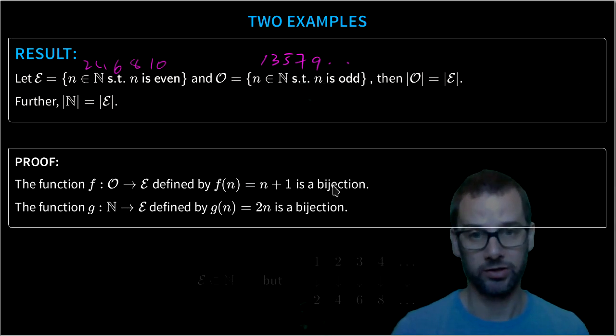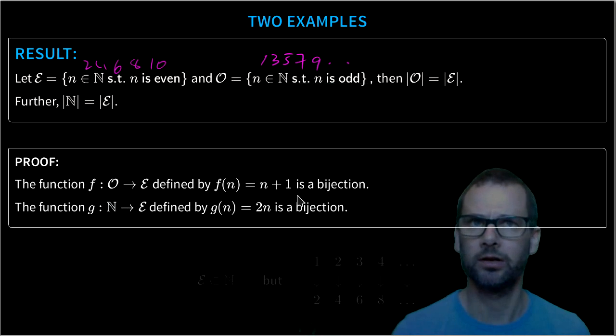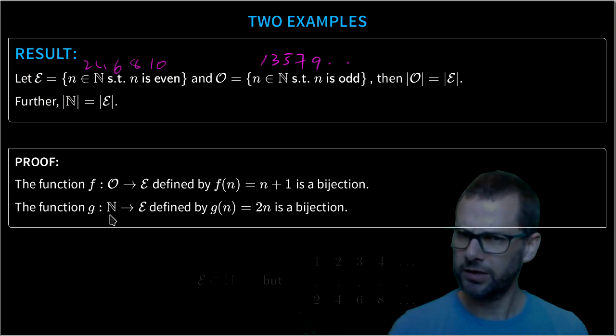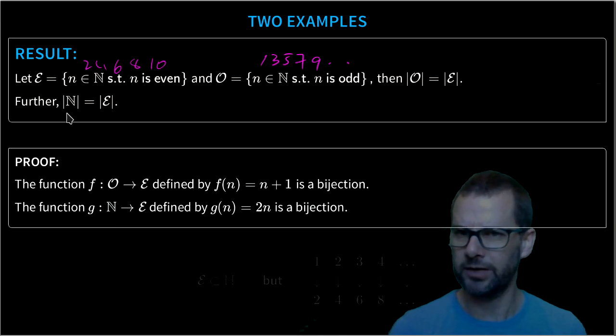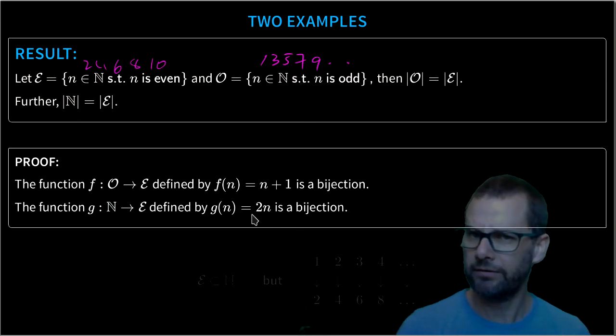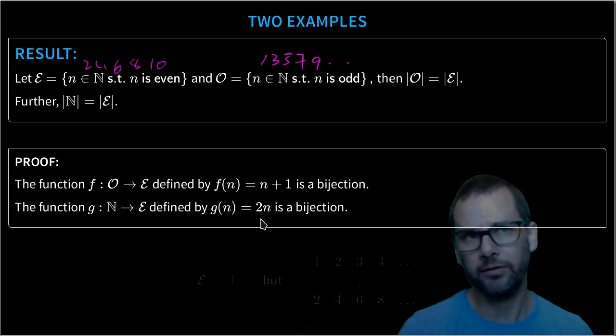And this function is pretty clearly a bijection. It's injective and surjective. We're not going to prove that it's a bijection here, but I'm pretty sure you can convince yourself of this quite quickly. Now further, we can construct another function from the natural numbers to these positive even numbers just by multiplying by 2, and that function is also a bijection. And again, you can convince yourself of that fairly quickly. I'm not going to do the details here.